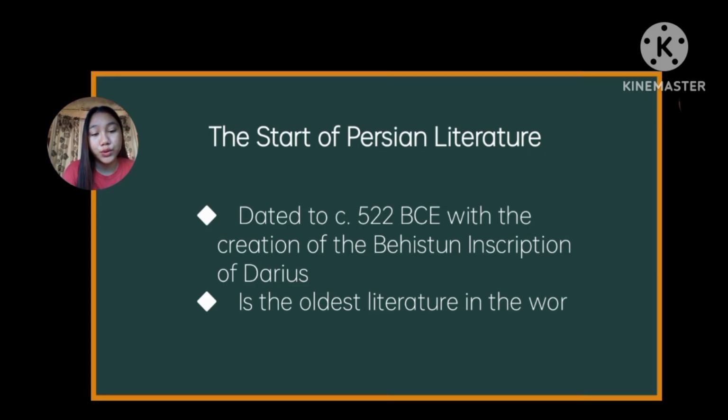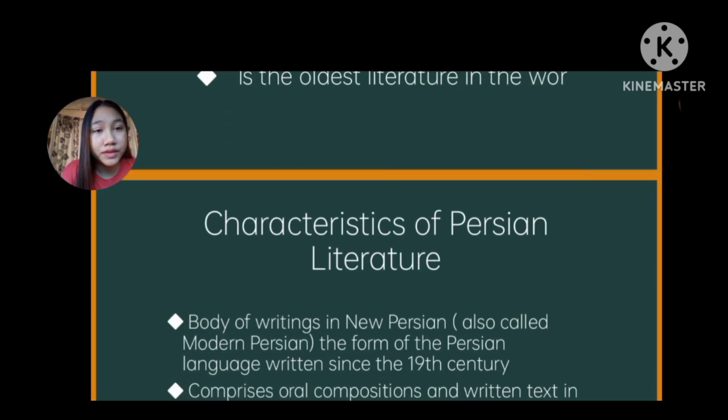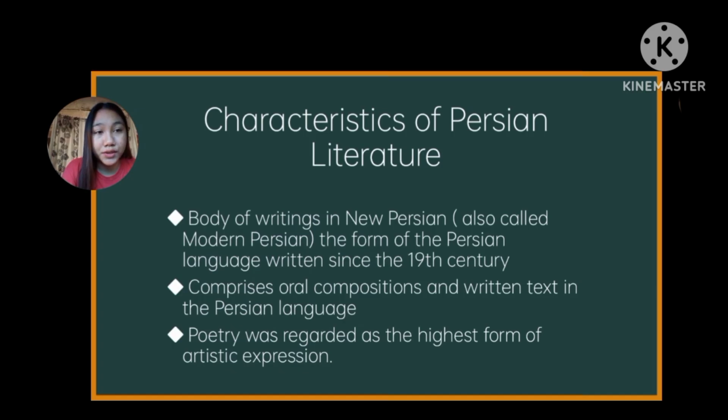Persian literature began around 522 BCE or before, with the creation of the Behistun inscription by King Darius, a triangular inscription that recorded his achievements. So it is considered one of the oldest literary traditions in the world, making the foundation of Persian historical and cultural expression.